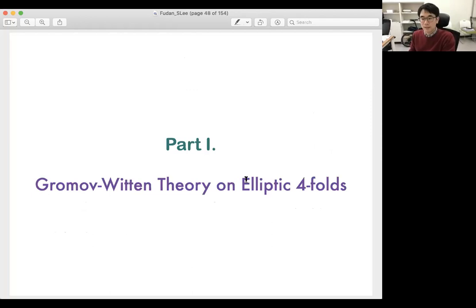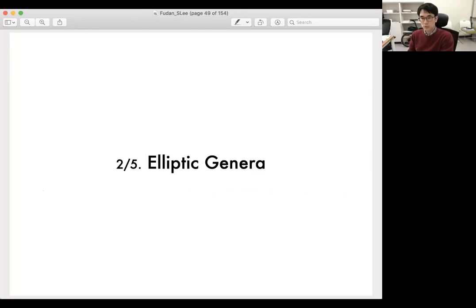So that was the arena, and let me finally start part one. I will first discuss elliptic genera, and then we'll explain their connection to the Gromov-Witten theory.